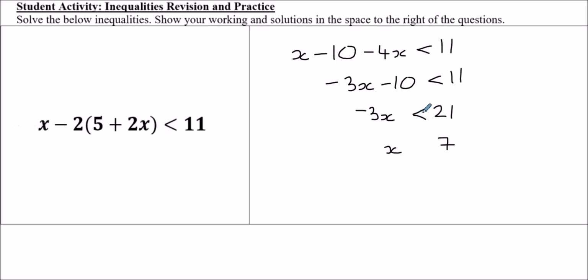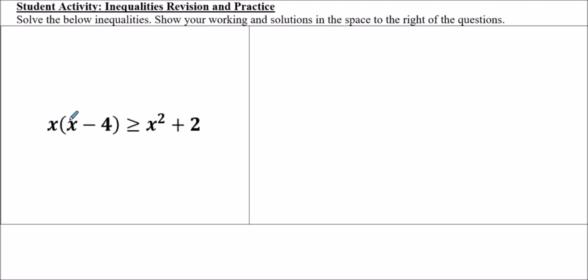So rather than the open mouth facing to the right, the open mouth is now going to face to the left. So in other words, x is going to be greater than something to do with 7, but remember we divided by minus 3. 21 divided by 3 is 7, 21 divided by minus 3 is minus 7. So be very careful with the negatives. Okay, so that's the final answer for that one.